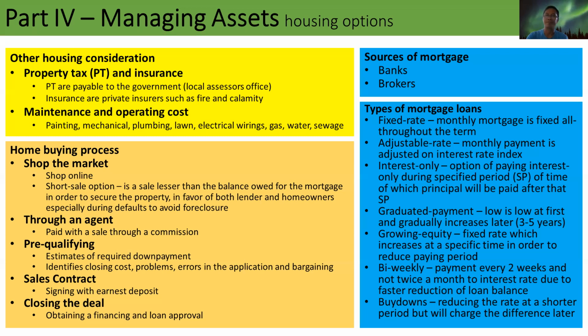Then we have here types of mortgage loans. Fixed rate. Yung fixed rate, kung magkano yung monthly mo at the start, ganun din hanggang sa matapos. Yung adjustable rate, monthly payment is adjusted on interest rate index. Ito naman, interest only. Uso ito sa mga condominium. Interest only. Option of paying interest during specified period of time in which principal will be paid after that.